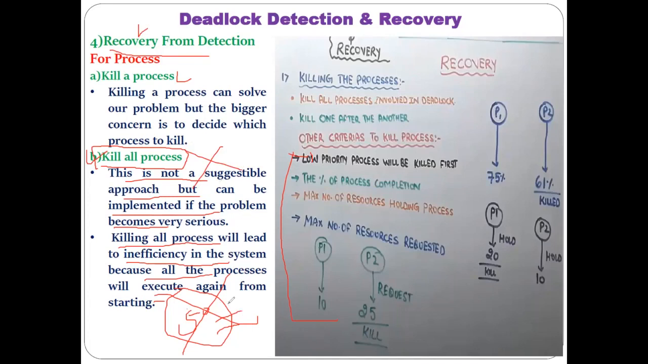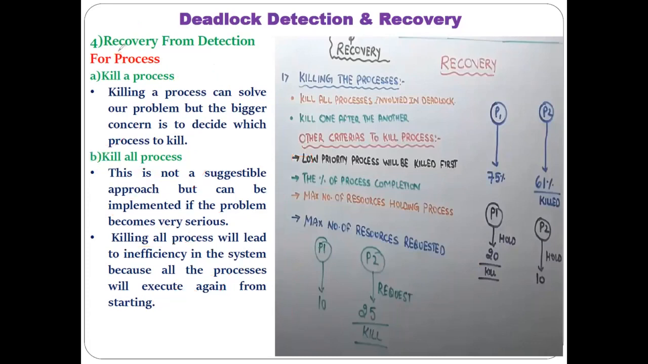Because of that, the system may go into an inefficient situation. So killing a single process can be considered a better approach compared with killing all the processes at a time in order to recover from the deadlock. Okay, so that is deadlock detection and recovery at the process level, which is what we have been discussing now.